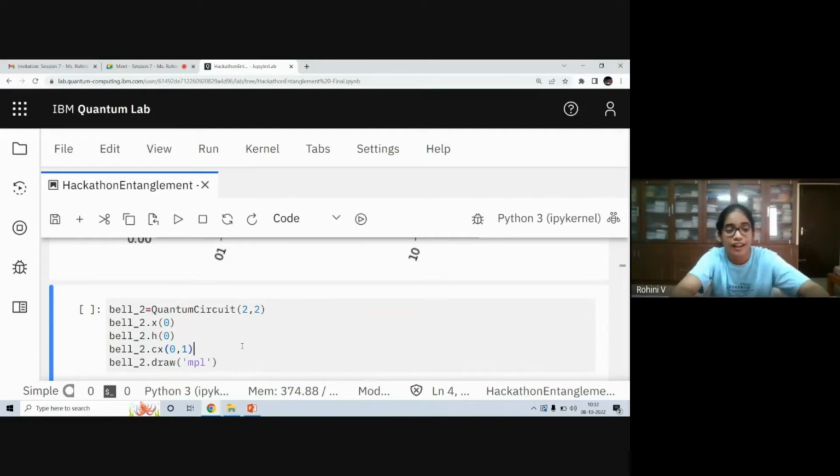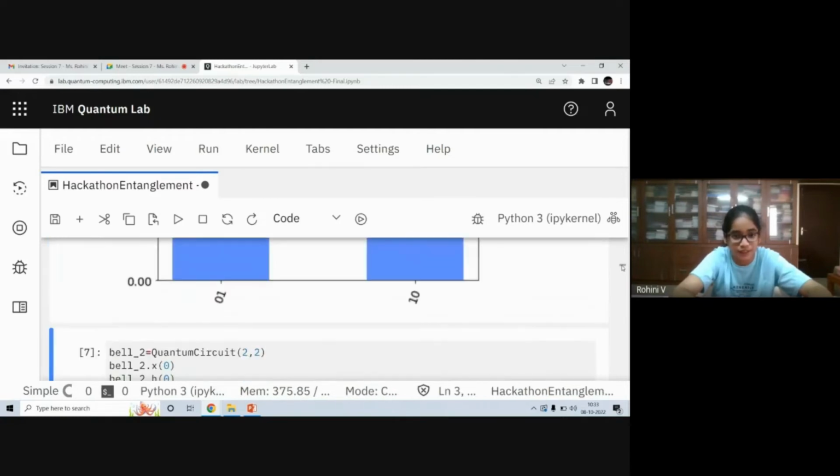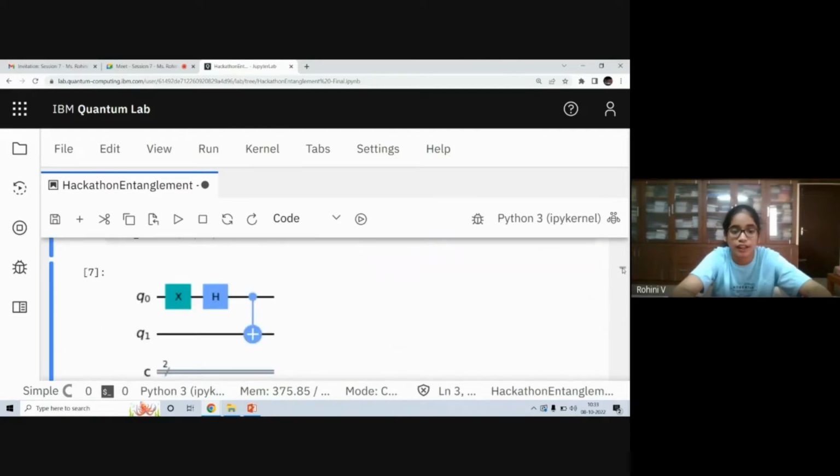So moving on, we are in Bell state 3, and this is the code. We are applying X on qubit 0, H on qubit 0, and then targeting CX from 0 to 1. Then you run it and draw it with MPL. MPL gives you the circuit output with those colors, so it's easy to visualize. So this is the circuit, with X and H here and CX there.